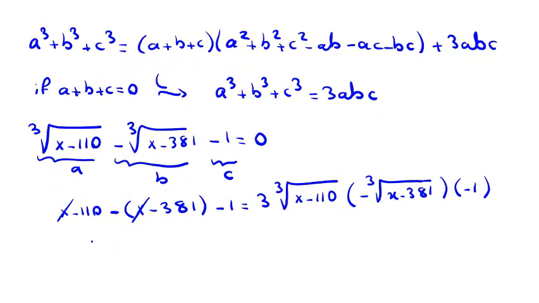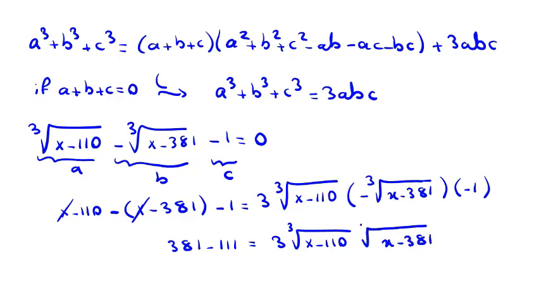381 minus 111. And it will be 381 minus 111, negative, negative, positive. It will be 3 times the cube root of 110 and x minus 381 cube root of that. Here it will be what? 8 minus 1, 7, 3 minus 1, 2.